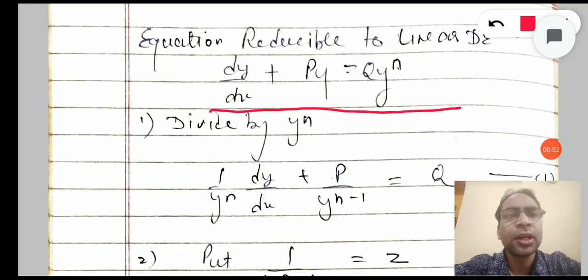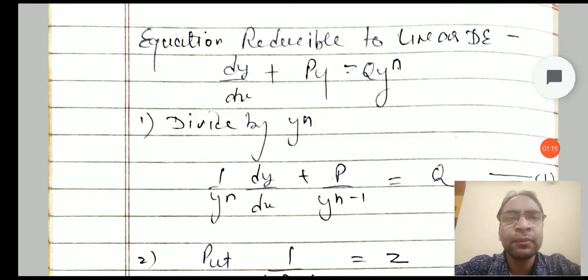If you can see on the right hand side, this is q dot y to the power n. If you remember, on the right hand side, this was q, which was free from these values of y. So we have to convert this so that the q is free from the values of y, as well as the p should also be free from y. So what we'll have to do, let's see step by step.